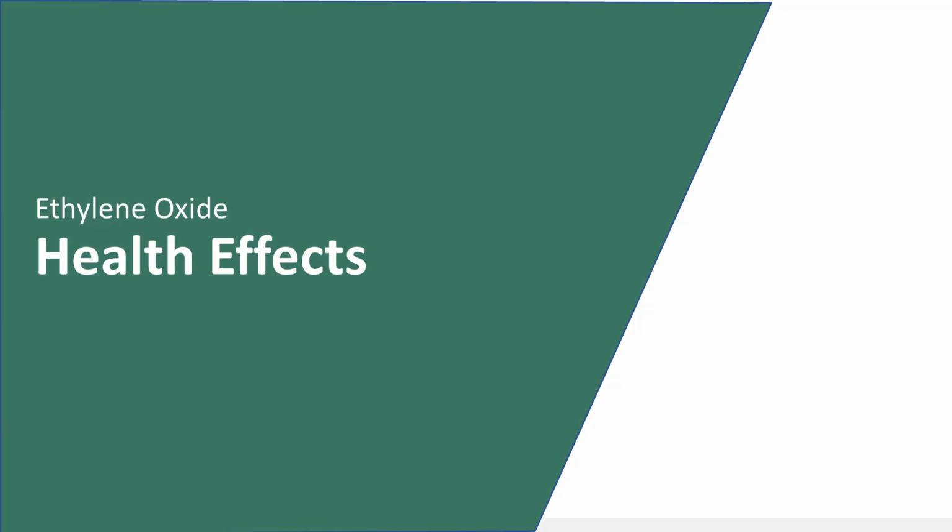Next, we'll discuss the potential health effects of ethylene oxide exposure. There are several factors that affect whether ETO may harm an individual's health. In addition to the route of exposure to ethylene oxide and how much, how long, and how often a person is exposed, general health conditions, genetics, age, family history, lifestyle choices, and other environmental exposures may play a role.